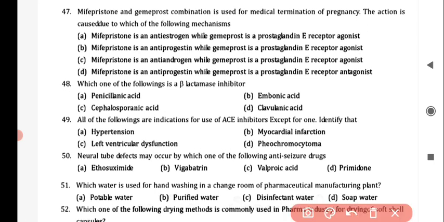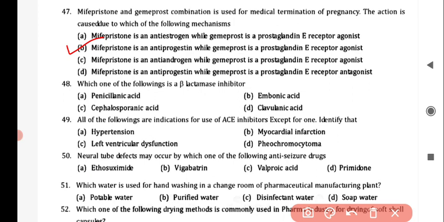Next question is, mifepristone and gemeprost combination is used for the medical termination of pregnancy. The action is caused due to which of the following mechanisms? And the correct answer is option B, that is mifepristone is an antiprogestin while gemeprost is a prostaglandin E receptor agonist. Next question is, which one of the following is a beta lactamase inhibitor?